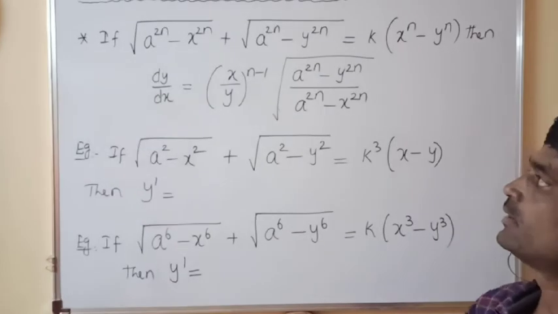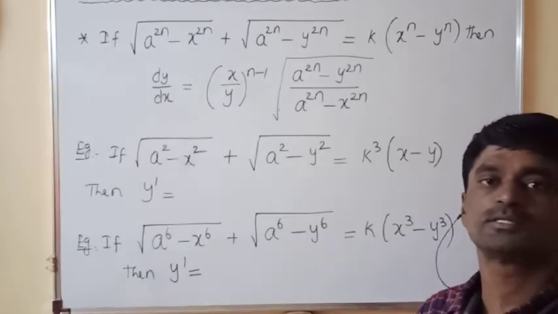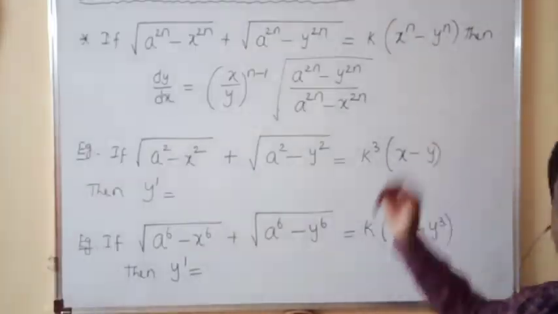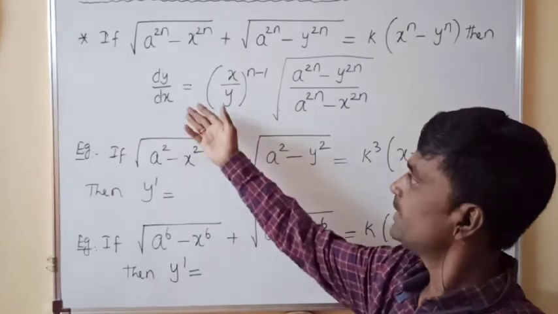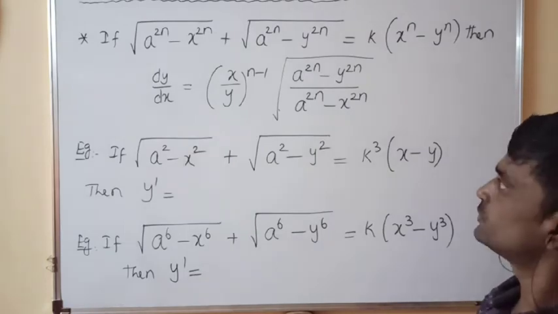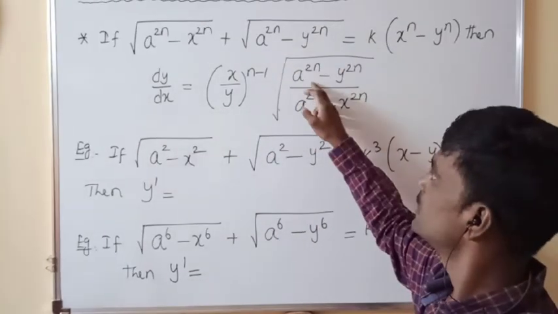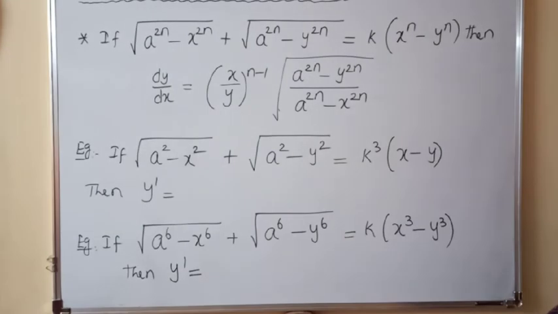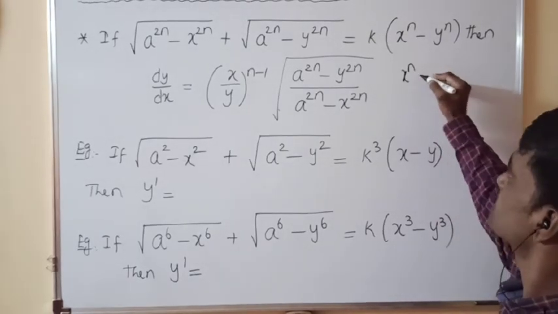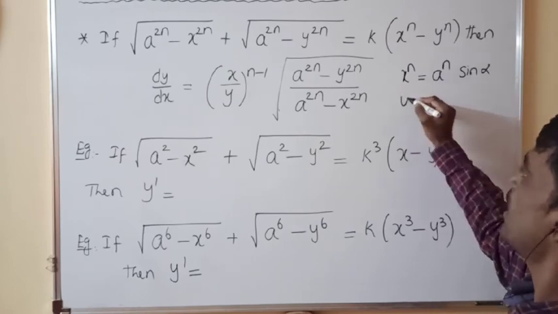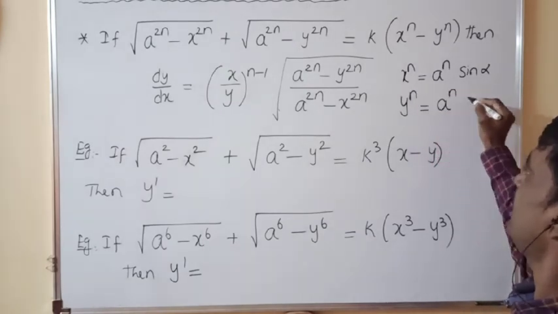So look at the next trick. If square root of a power 2n minus x power 2n plus square root of a power 2n minus y power 2n is equal to some constant k into x power n minus y power n, then dy by dx, or y dash, is equal to x by y whole power n minus 1 into square root of a power 2n minus y power 2n divided by a power 2n minus x power 2n.